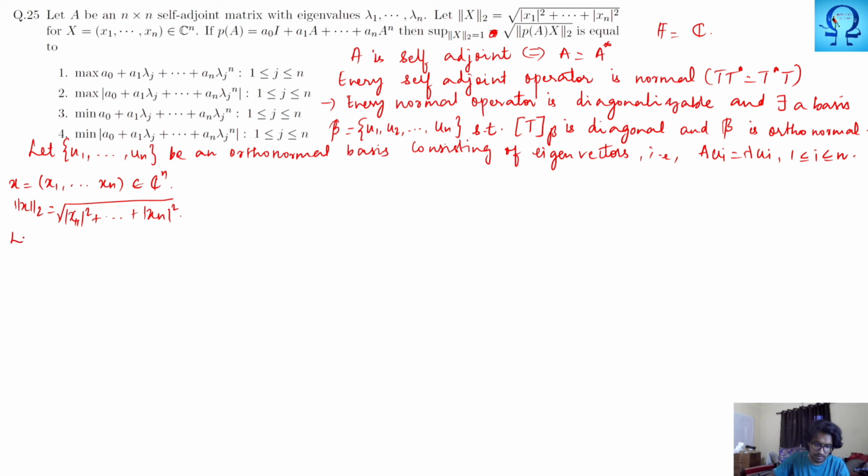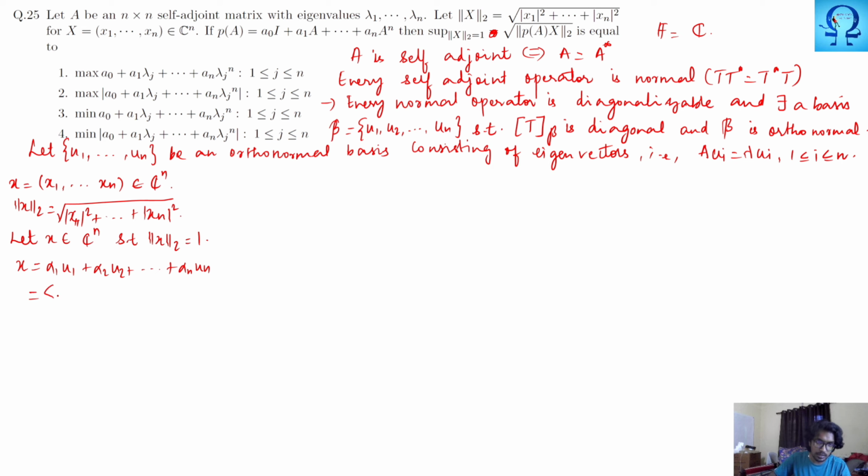Here let x be an element of Cn such that this norm is 1. Then this x can be written as alpha 1 u1 plus alpha 2 u2 till alpha n un. Why so? Because we have considered the set u1, u2, etc. un as an orthonormal basis which consists of eigenvectors. That doesn't matter here, but this is an orthonormal basis of Cn. Hence every element in Cn can be written in this fashion. And it is said that this norm x 2 is 1.